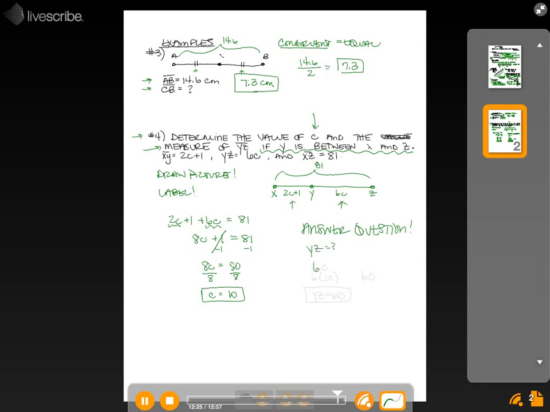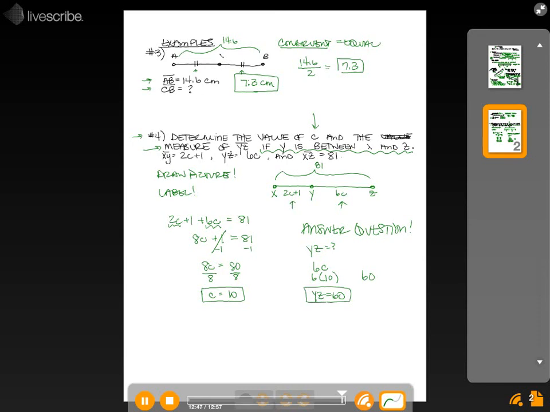Well, we know yz is 6c, and we found c to be 10. So we're going to plug in that 10 for c. 6 times 10 is 60. They did not give us a label on this one, so we don't have to put anything on there. No centimeters, no inches. But we do say yz equals 60. And now we've answered the question.